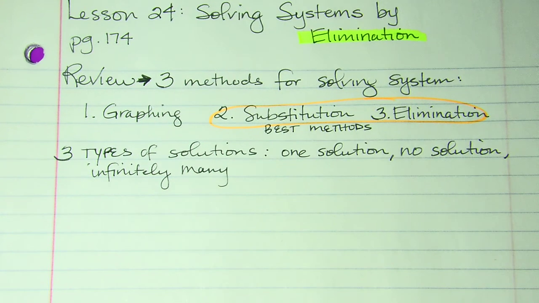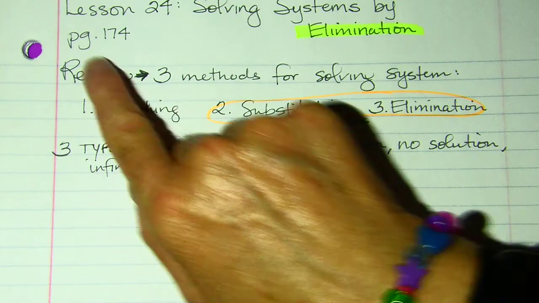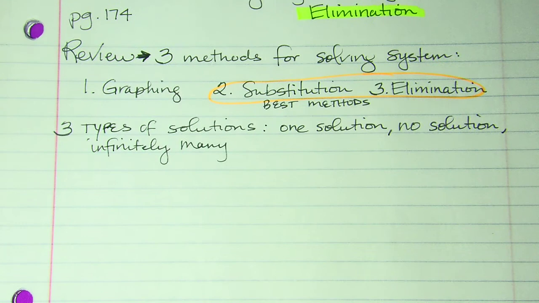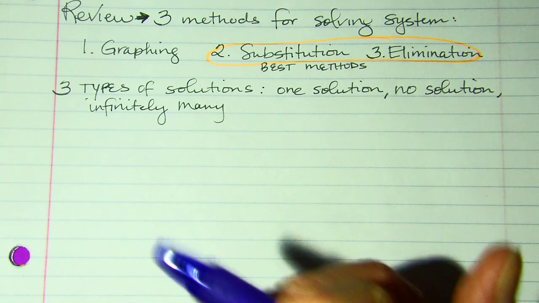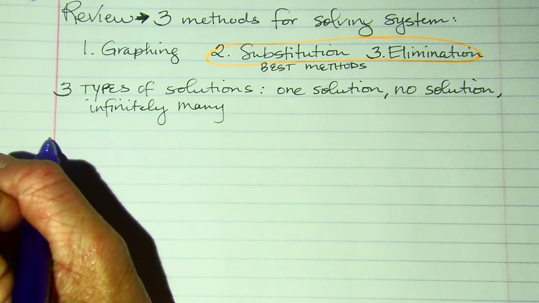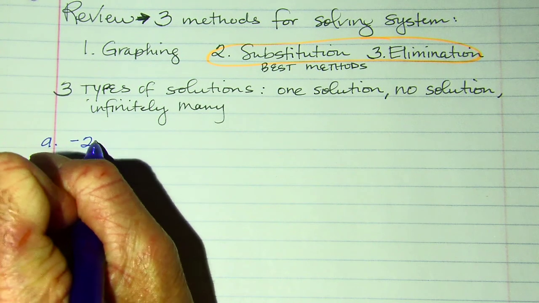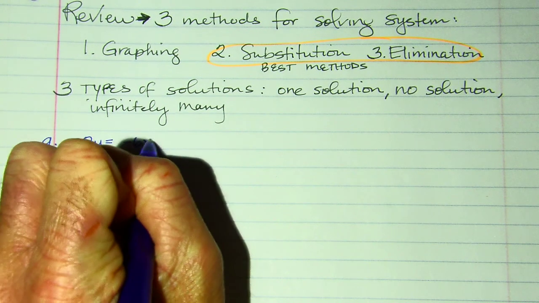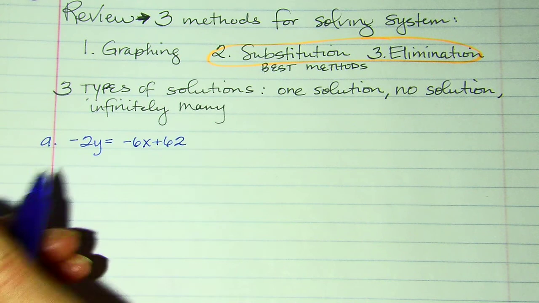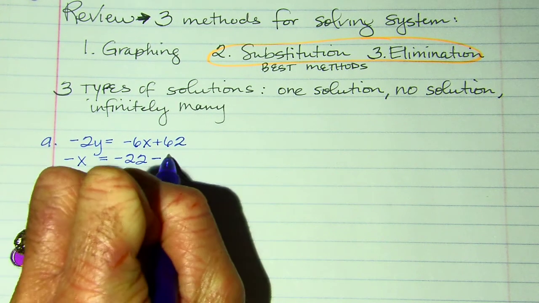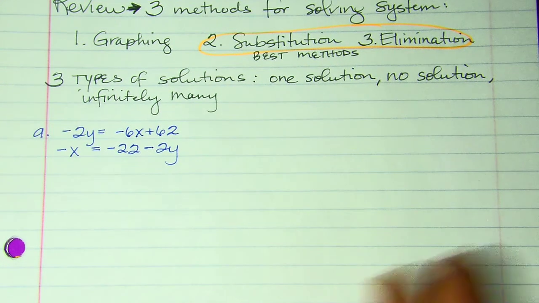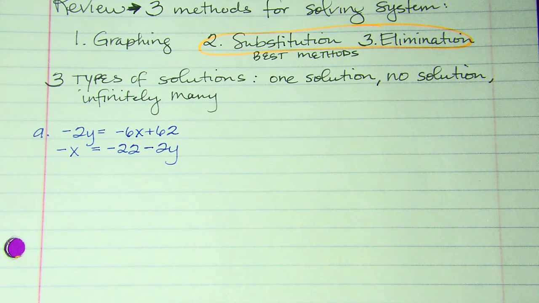So let's go ahead and jump into our lesson practice. It's on page 174, and I'm going to teach you through the lesson practice. So part A on page 174, the equations were negative 2y equals negative 6x plus 62, and negative x equals negative 22 minus 2y. Now, this method is set up right here probably to use substitution, but since I'm teaching you elimination, I'm going to go over how to do that.